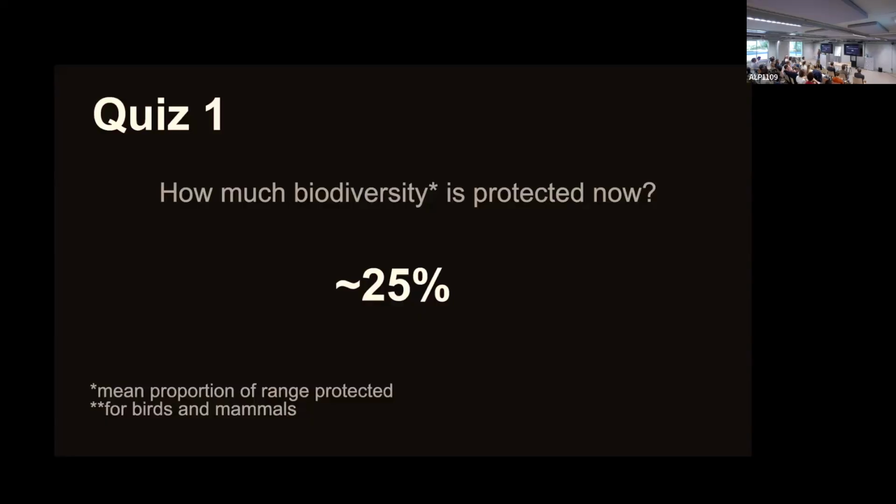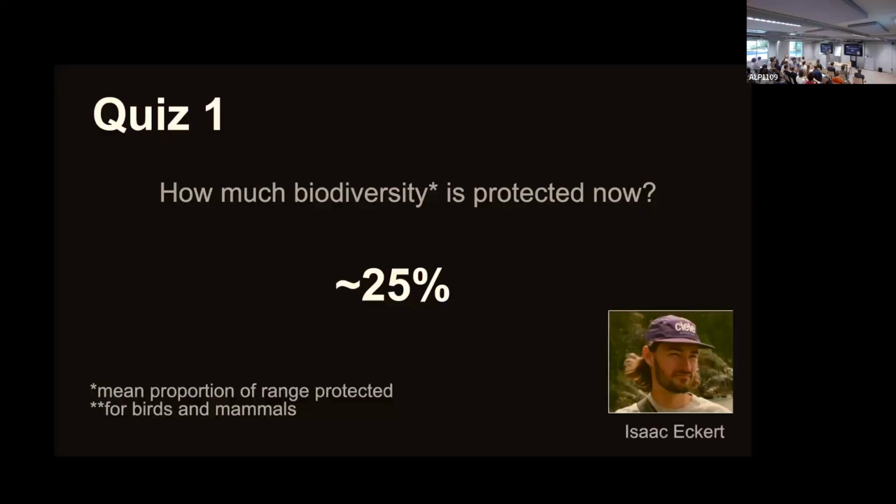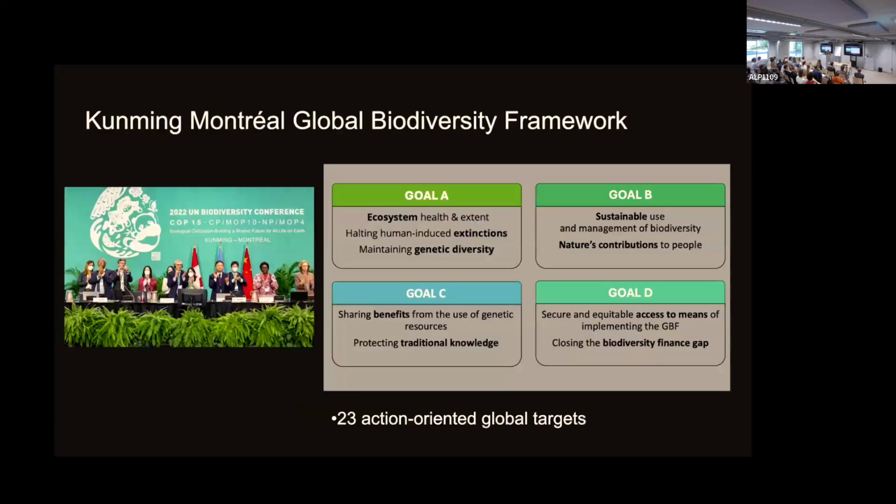And so 25%, if you start to look into what some of these protected areas are, they're not really protected at all, but at least there's something. They're better than nothing. If you want to know more about these global results, talk to Isaac, who's right here. It's like top secret stuff, but you should talk to him about it.